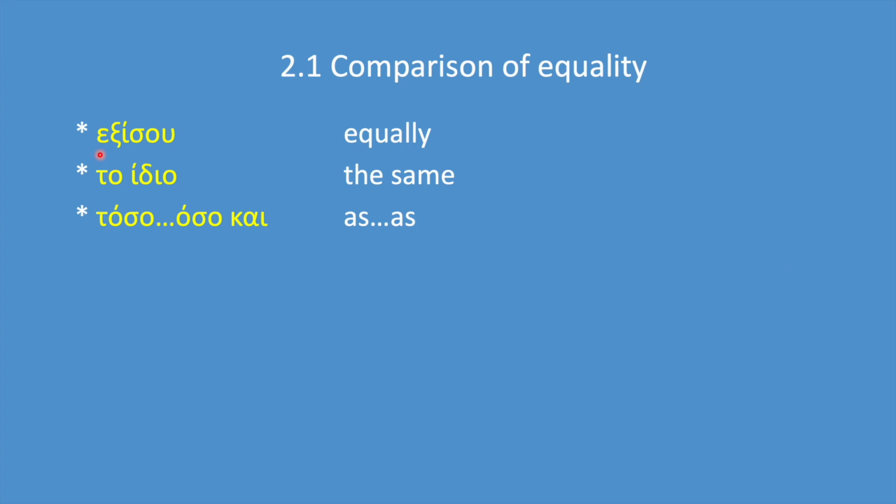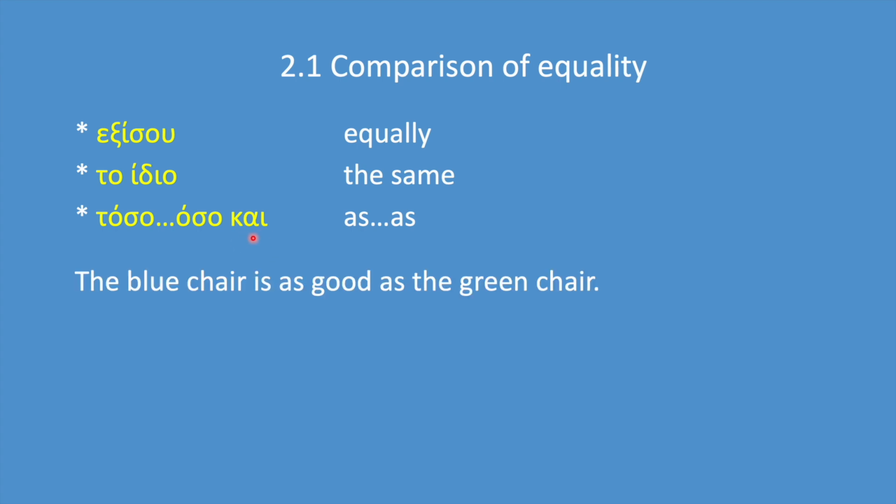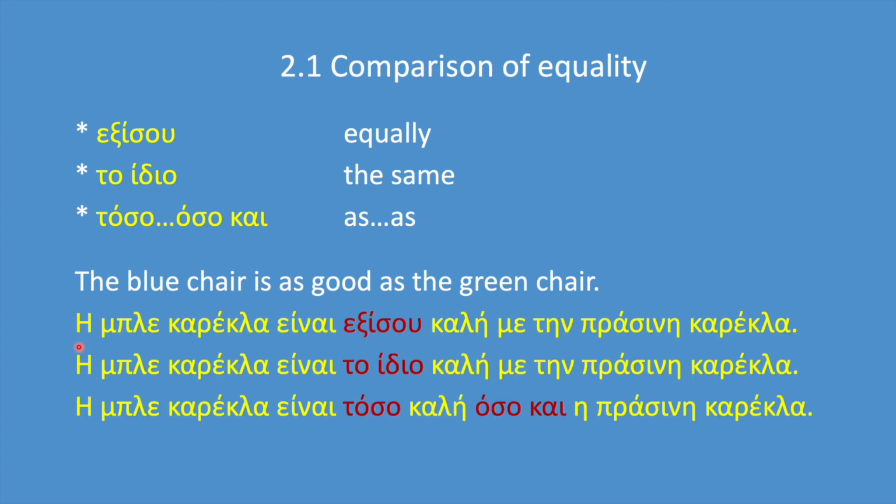We form the comparison of equality by using εξίσου, το ίδιο, τόσο, όσο και. Sometimes we can omit και. Let's look at an example. The blue chair is as good as the green chair. Η μπλε καρέκλα είναι εξίσου καλή με την πράσινη καρέκλα. Η μπλε καρέκλα είναι το ίδιο καλή με την πράσινη καρέκλα. Η μπλε καρέκλα είναι τόσο καλή όσο και η πράσινη καρέκλα. All three sentences have the same meaning.